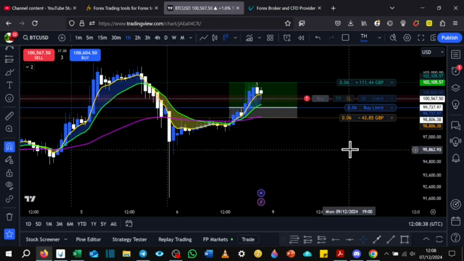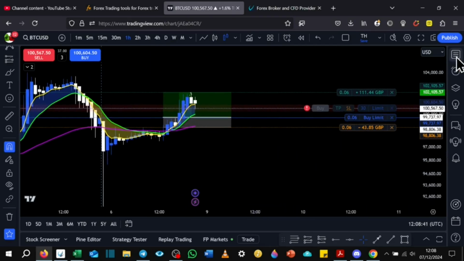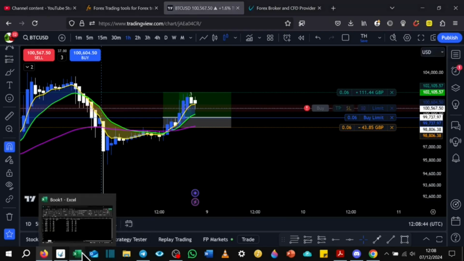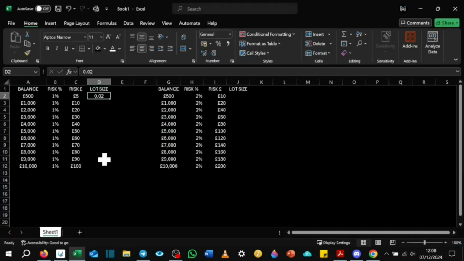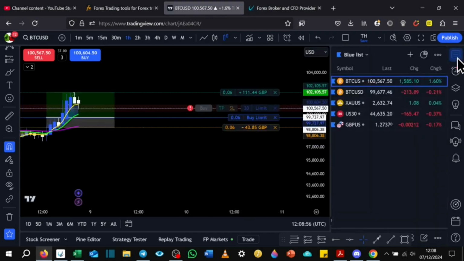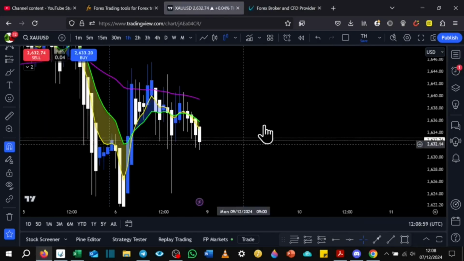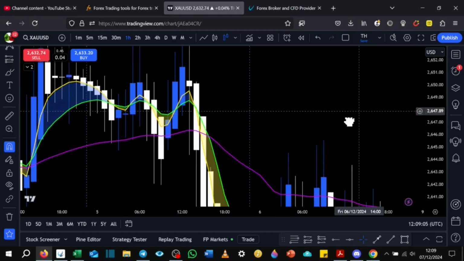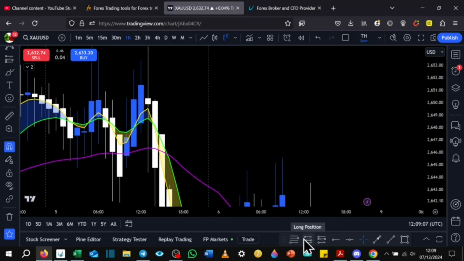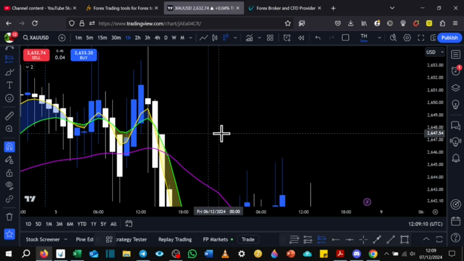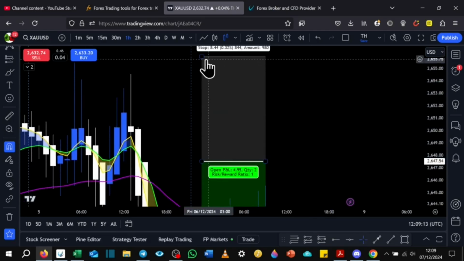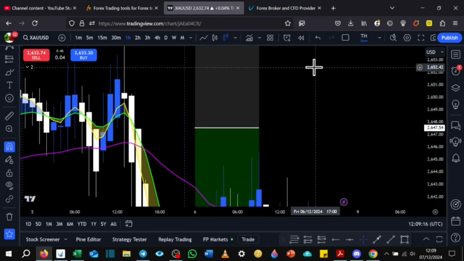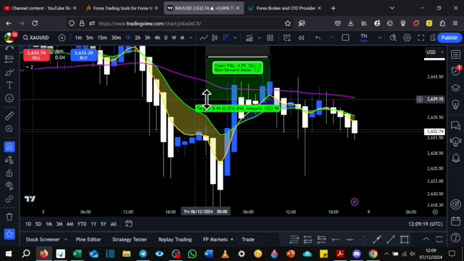But the other important thing to know is every market is different. So with Bitcoin, we've just worked out what our lot size is going to be for £500, £1,000, etc., risking 1% of our account. But if we did the same thing with gold, so if we go over to gold now, XAU USD, and we say, if price comes to this area here, I want to short the market here. I want my stop loss to be, just for argument's sake, there. And then I want to have a take profit here.